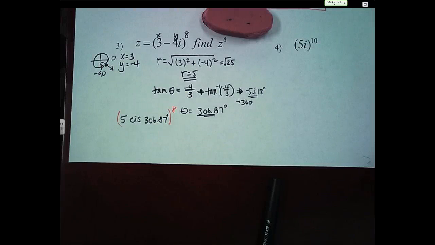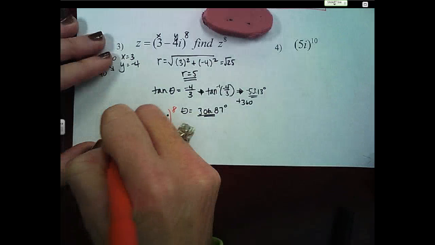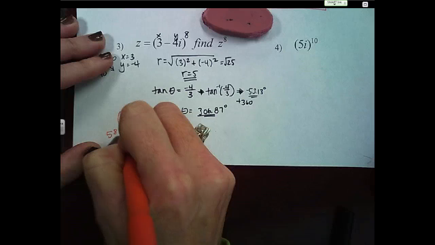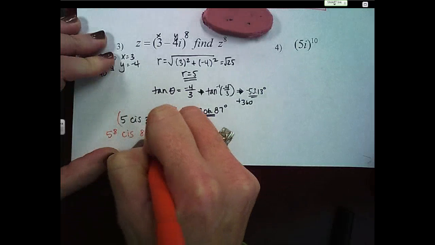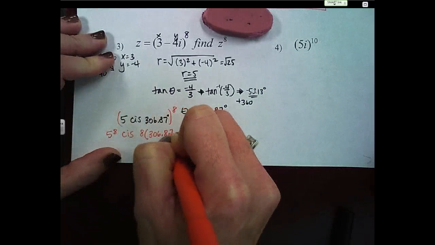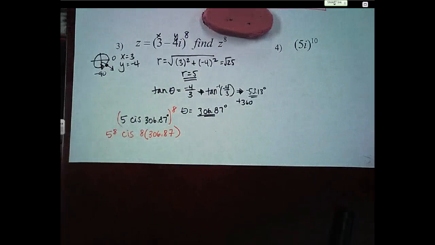This one's actually even easier because it's not on your unit circle, so you can use your calculator. So I want 5 to the 8th power CIS, and then 8 times your angle. It's going to give us kind of big numbers. You will get messy numbers a lot of times, especially when they're not on your unit circle.